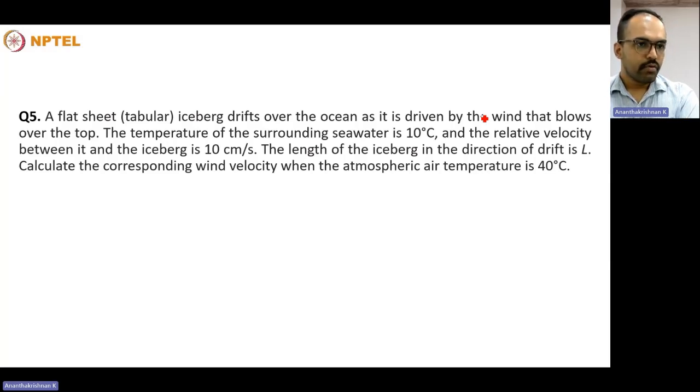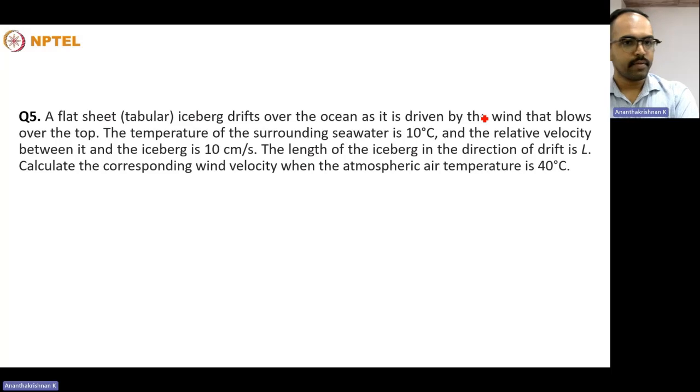The temperature of the surrounding seawater is 10 degrees Celsius beneath the iceberg, and the relative velocity between it and the iceberg is 10 centimeter per second. So the iceberg floats above the water at 10 centimeter per second. The length of the iceberg in the direction of the drift is L. Calculate the corresponding mean velocity when the atmospheric temperature is 40 degrees Celsius. Basically, it's a heat transfer problem.